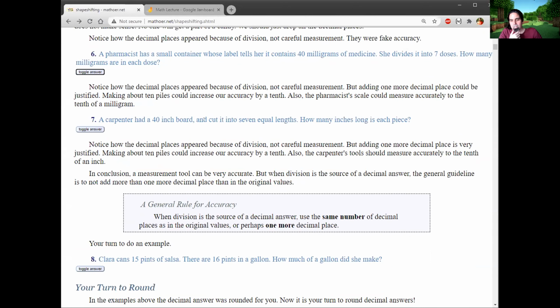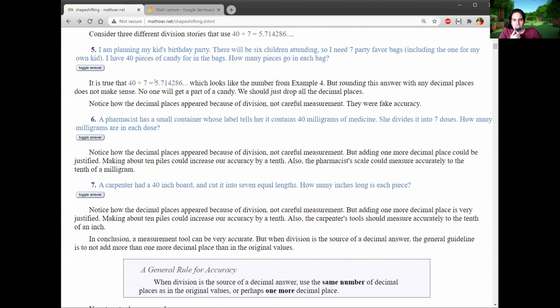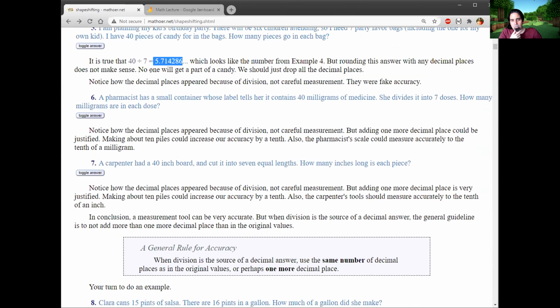Number 7 is the same. A carpenter has a 40-inch board and cuts it into 7 equal lengths. How many inches? Well, we could say about 5 inches, rounded up to 6. Can you cut to a tenth of an inch? Sure, that's not too hard if you've had practice with a saw. How about a hundredth of an inch? Probably not without some really fancy bench equipment, right? So 5.7 is probably the right answer. All of those decimal places happen when you do 40 divided by 7, but our real life answers aren't as accurate.